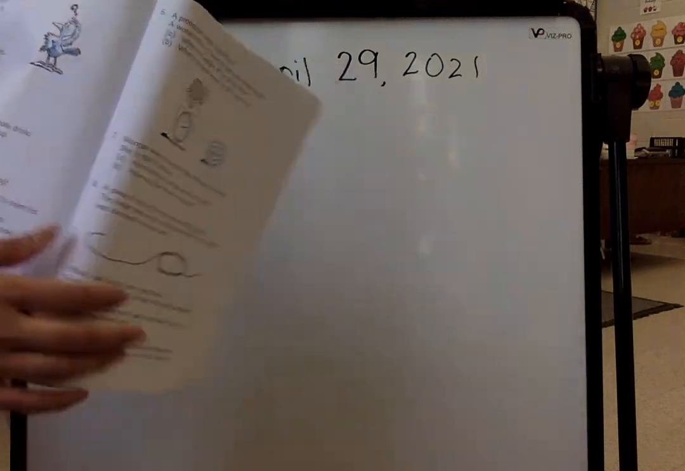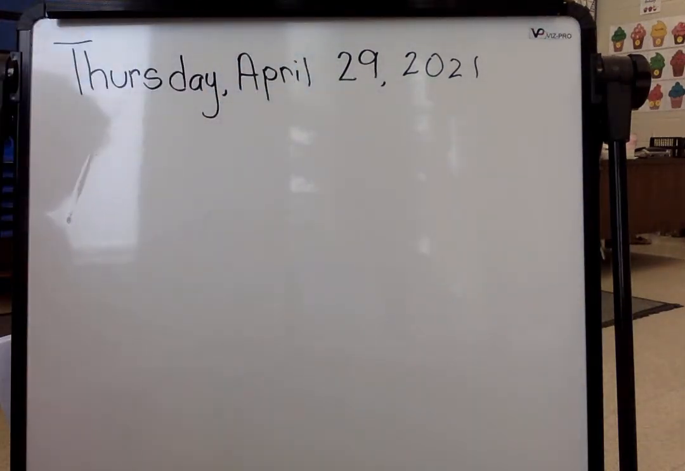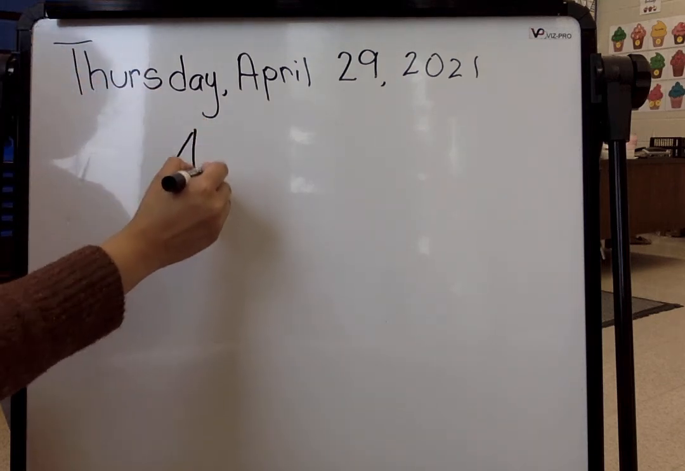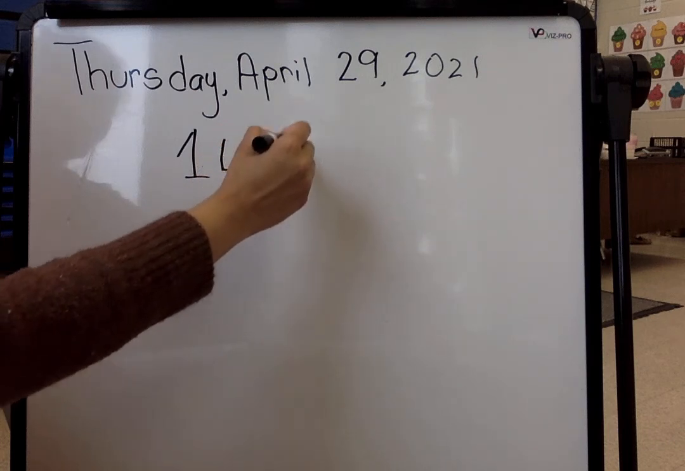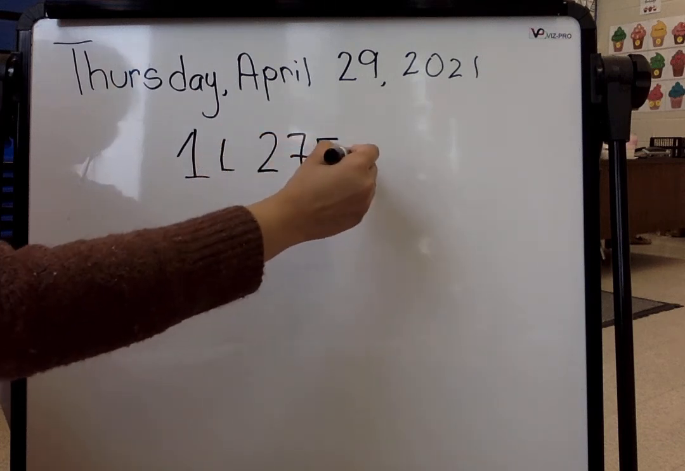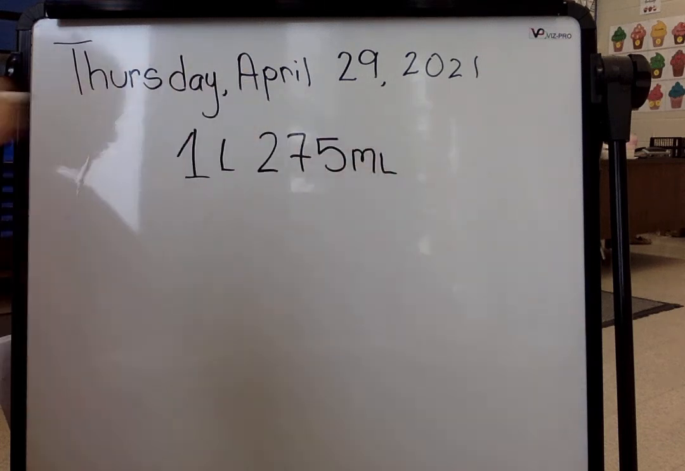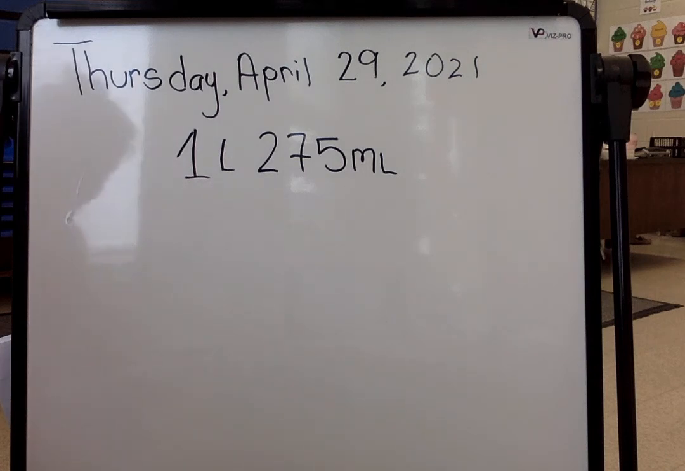Question 3 says, Mrs. Gray used 2 bottles of syrup to make drinks. Each bottle contained 1 liter and 275 milliliters of syrup. How much syrup did she use? So she has 2 bottles and each bottle has 1 liter 275.